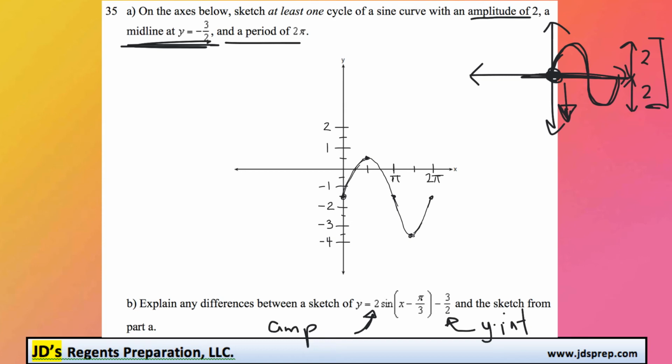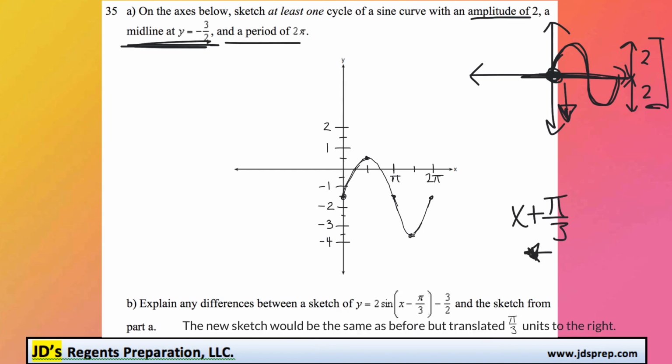The only difference is that it's not sine of x. In the middle here, it's sine of x minus pi over 3. What that means is that the sketch would actually be shifted pi over 3 units to the right. Just so you know, if it had been x plus pi over 3, in that situation, it would be a shift pi over 3 units to the left. But for this problem, you can see I wrote down that the new sketch would be the same as before, but it's been translated pi over 3 units to the right.